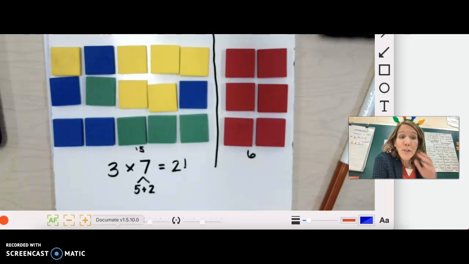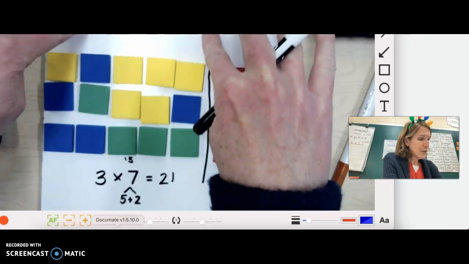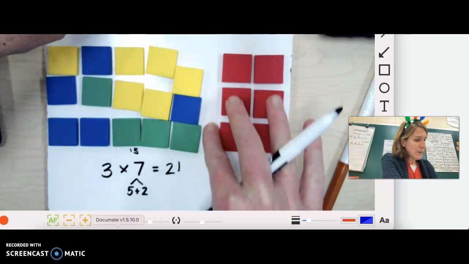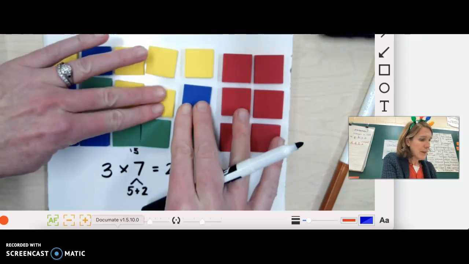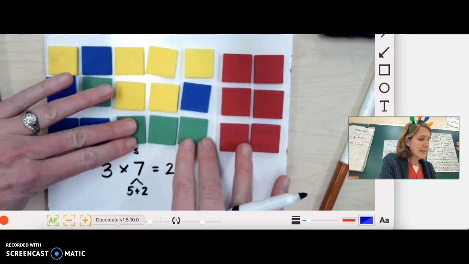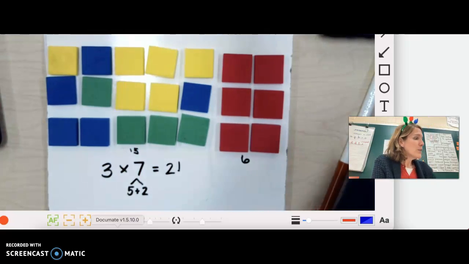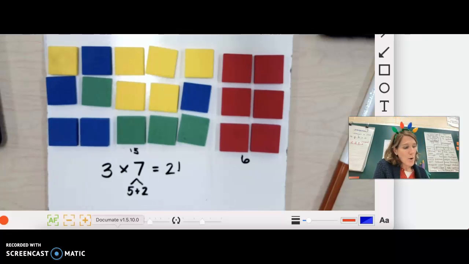Okay, so for the distributive, all I'm doing is taking this array and I'm breaking it into chunks. Now, what's important is that you break it into chunks that you know, right? I know my 5's times table and I know my 2's times table, so that's really easy.